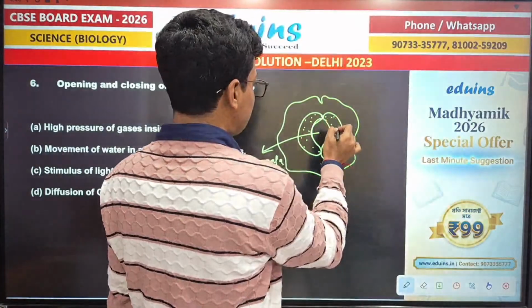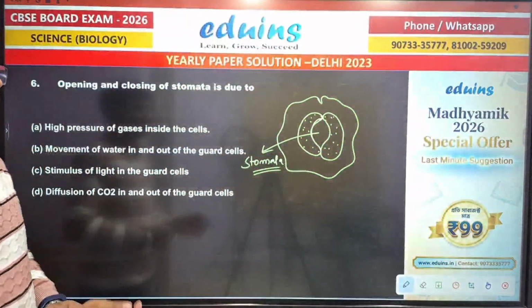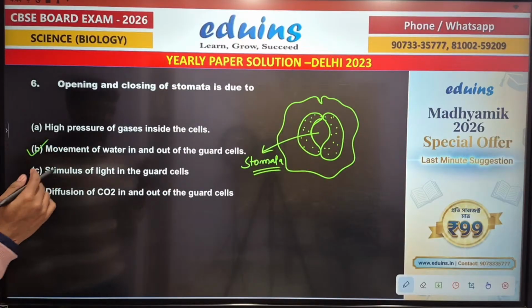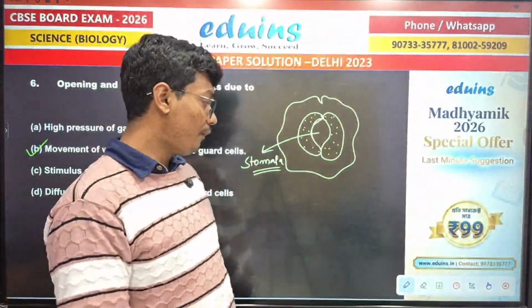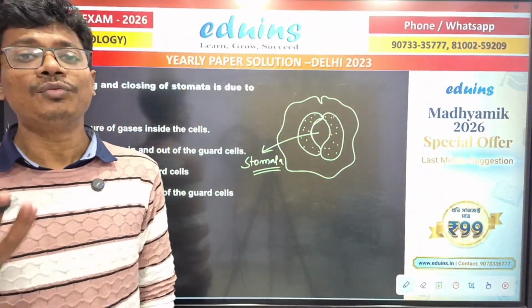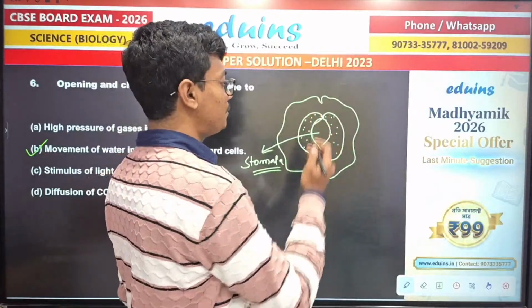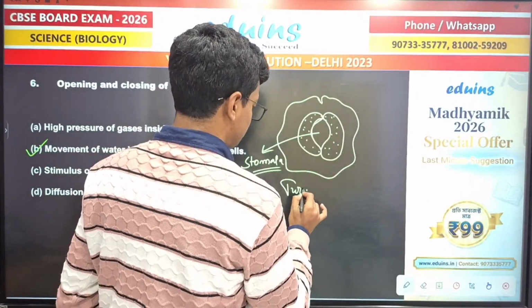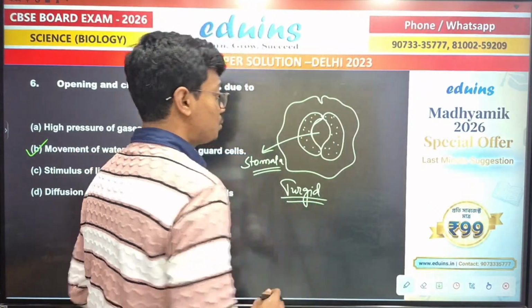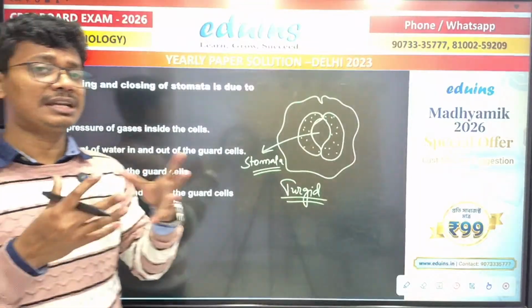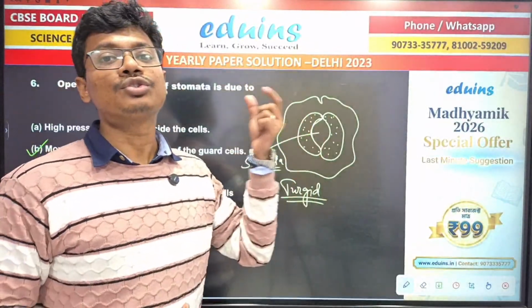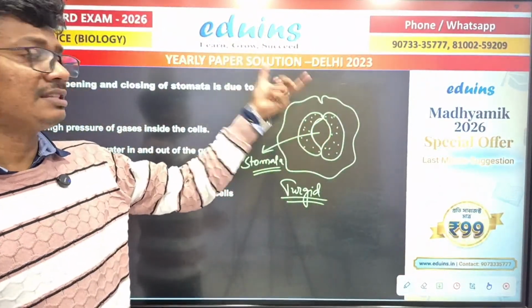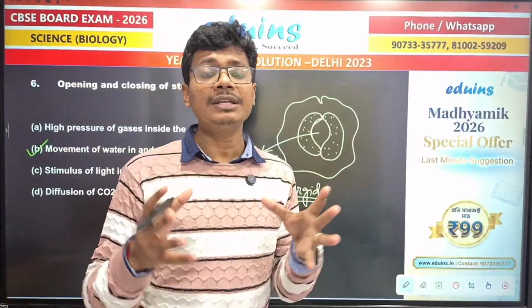So the opening and closing of stomata is responsible by the movement of water in and out of the guard cells. When the guard cells absorb water, they become turgid. This turgid condition, or turgidity, opens the stomata.